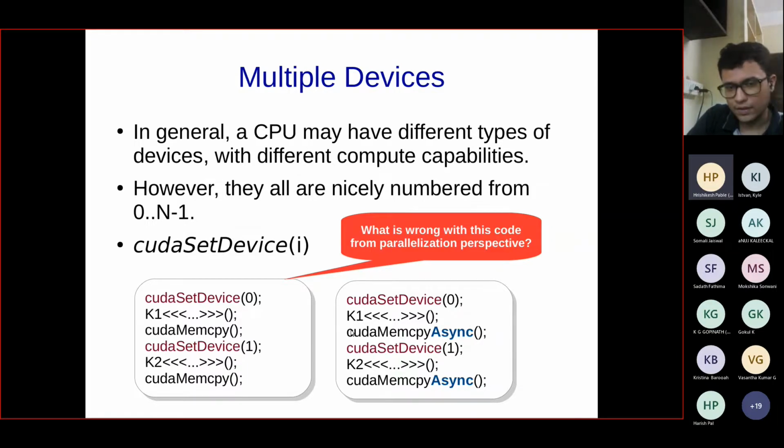So the CPU can move on, and it will launch kernels K1 and K2 one after another, but the execution can happen simultaneously. So K1 is executing on GPU 0 and K2 is executing on GPU 1 at the same time. So I hope that is clear, that we need to replace this mem copy by mem copy async to make it non-blocking.